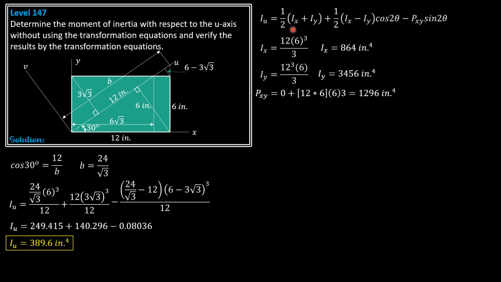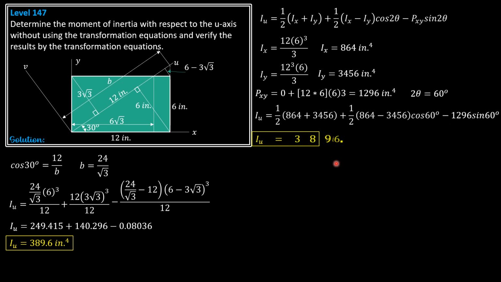We then substitute into the equation. Take note that 2 theta is 60 degrees. So I sub u equals 1 half of quantity 864 plus 3456, plus 1 half of quantity 864 minus 3456 times cosine of 60 degrees, minus 1296 sine of 60 degrees. Computing, I sub u is also the same as this, to 5 significant figures, 389.63 inches to the fourth.